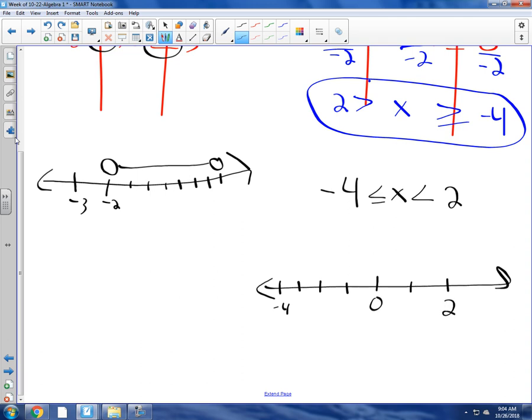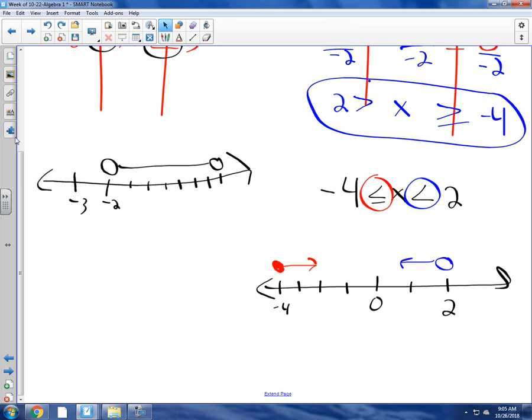So where do we want to start? We want to be at 4, open or closed. Closed at 4, negative 4, sorry. We want to go this way-ish. And then we want to be at 2, right? And we want to be open at 2, and we want to go this way.